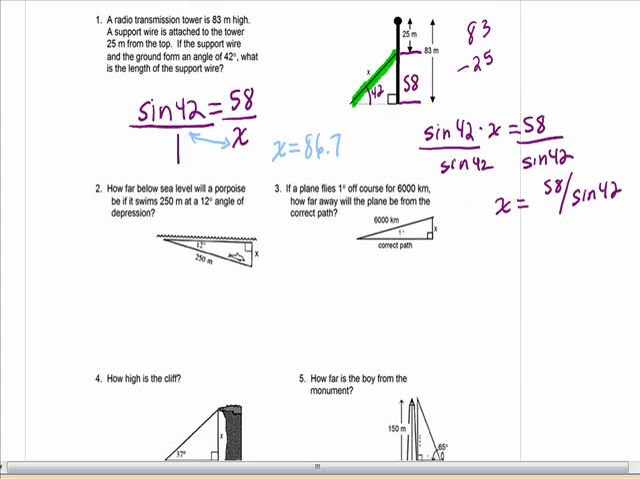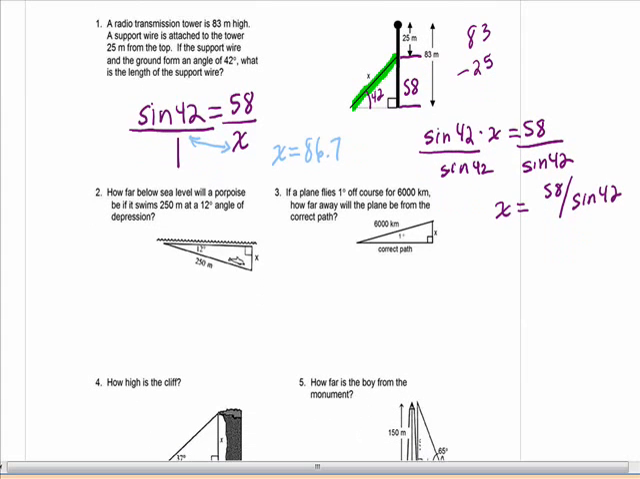Okay. Let's continue. Number 2, how far below the sea level will a porpoise be if it swims 250 meters at an angle of 12 degrees of depression? So relative to our 12-degree angle, what two sides do we have? We have the opposite and the hypotenuse, so we should use sine. Nice. Sine of 12 degrees equals x over 250. Nice. We don't have the x in the denominator, so we can just multiply each side by 250. x is 250 sine 12.